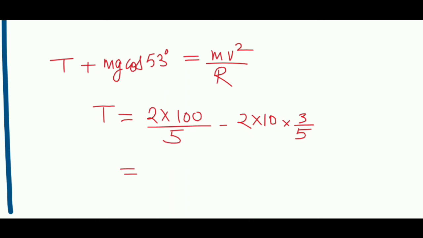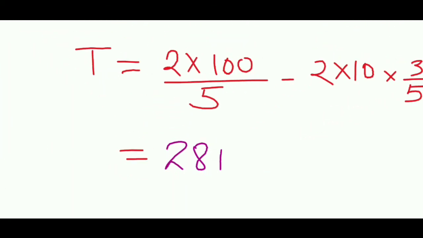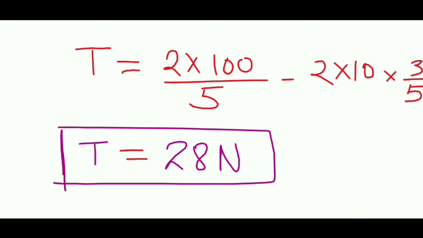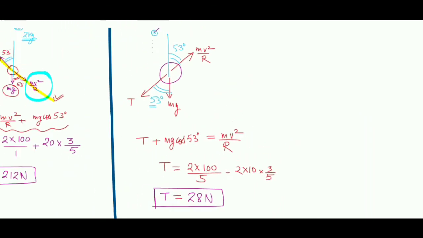So over here the value will be how much? This is 40, and this is 12. 40 minus 12 is 28 newtons. The answer is 28 newtons.